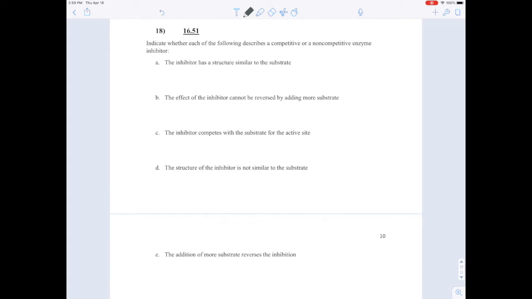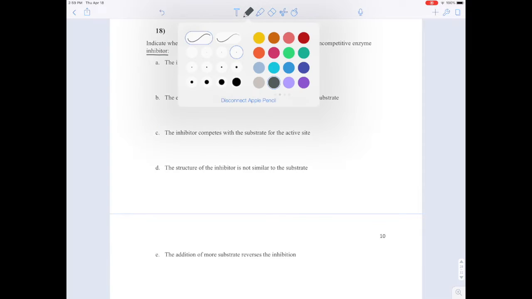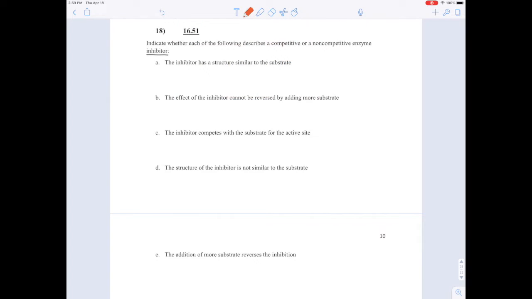Question 18 in Chapter 16 asks you to indicate whether each of the following describes a competitive or a non-competitive enzyme inhibitor. So these enzymes are making reactions happen faster. The inhibitors of enzymes will slow the enzyme down so that a reaction happens more slowly. And you have two types of inhibitors. You have competitive inhibitors and you have non-competitive inhibitors.